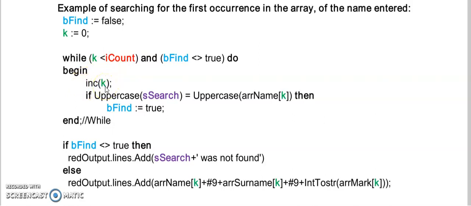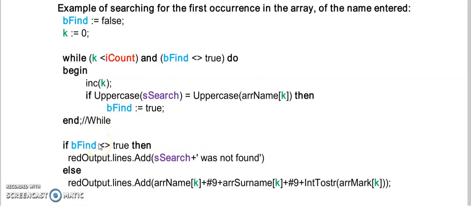Inside here, I need to increase my k, so I can start at array name 1. And I'm also adding to my while loop if bfind is not true. So while bfind is false and k is less than a counter, I will continue to search. In my if statement, I'm now testing if this input from the user is the same as the current array in index number k. And if I do find it, I set bfind to true. This will make my loop stop the moment I find the first occurrence of the name entered.